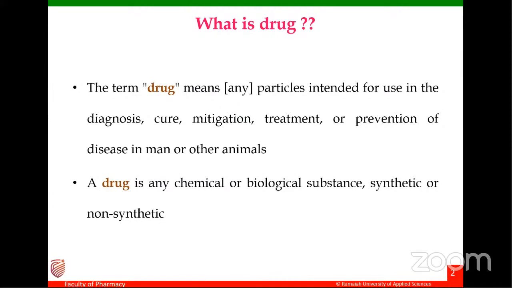The term drug means any substance intended for use in the diagnosis, cure, mitigation, treatment, or prevention of a disease in man or other animals. So a drug is any chemical or biological substance, which may be synthetic or non-synthetic in nature. We say this because we are into the drug discovery process, so we have to know what a drug is.